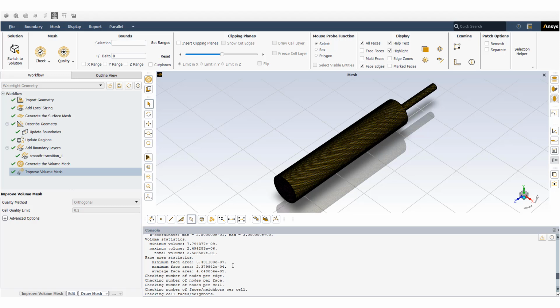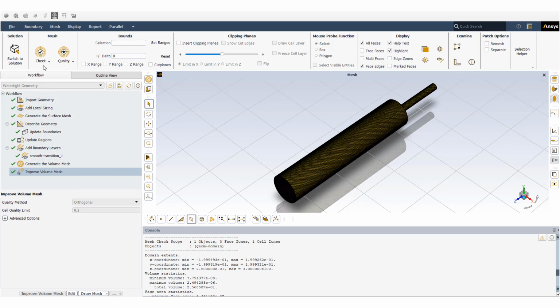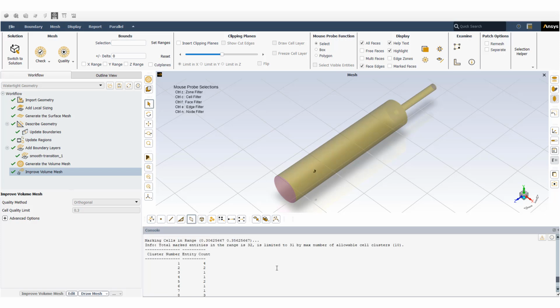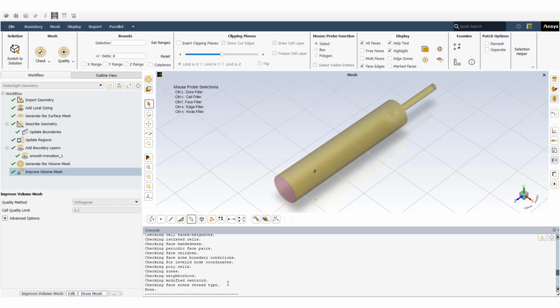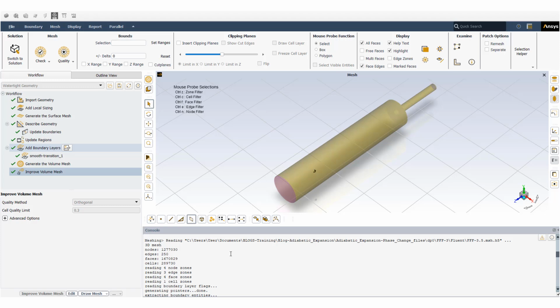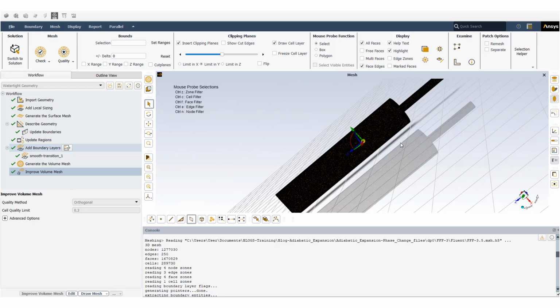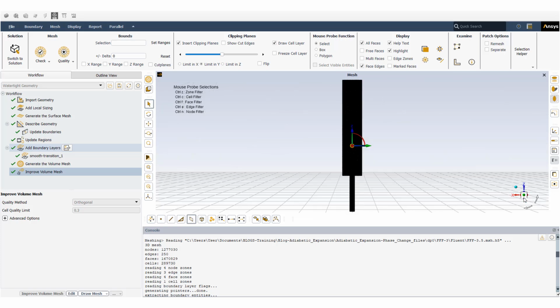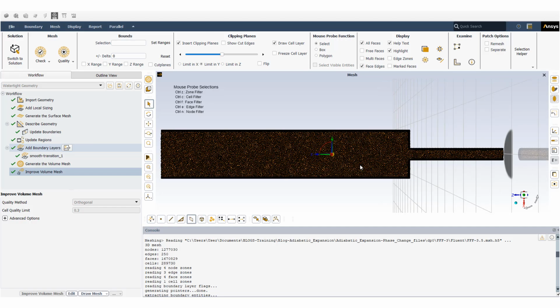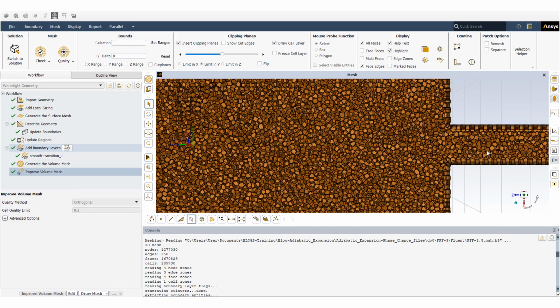positive minimum volume and the minimum orthogonality, as I said, is 0.03, and the total number of cells is about 290,000. As I said, we should have a much better mesh refinement because of the phase change modeling that we have.